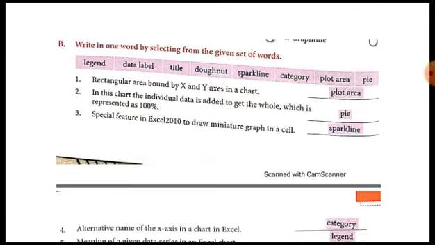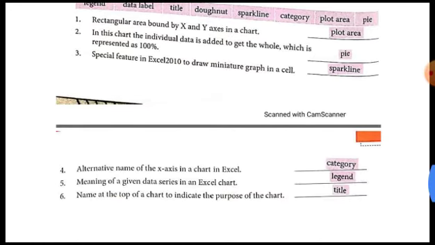Then the third one: a special feature in Excel 2010 to draw a miniature graph in a cell is sparkline. Then the alternative name of the x-axis in a chart in Excel is category. Then the fifth one: the meaning of a given data series in an Excel chart is legend. And the name at the top of a chart to indicate the purpose of the chart is title.